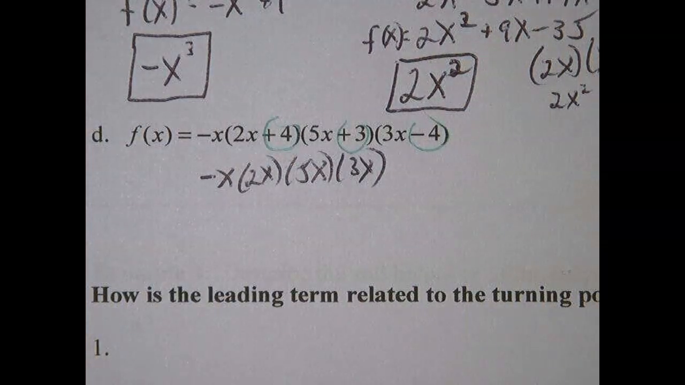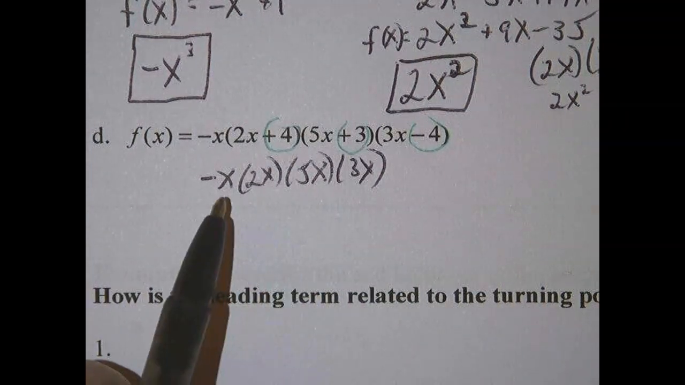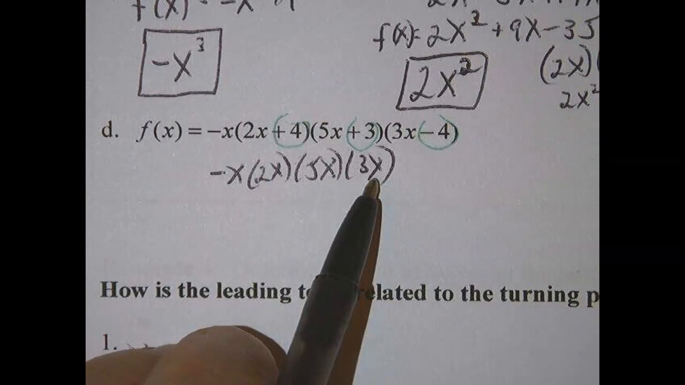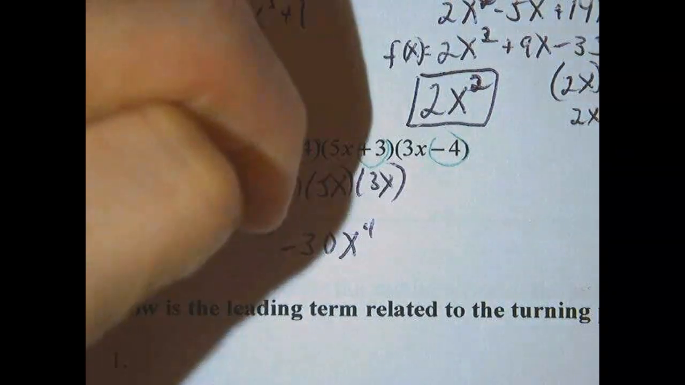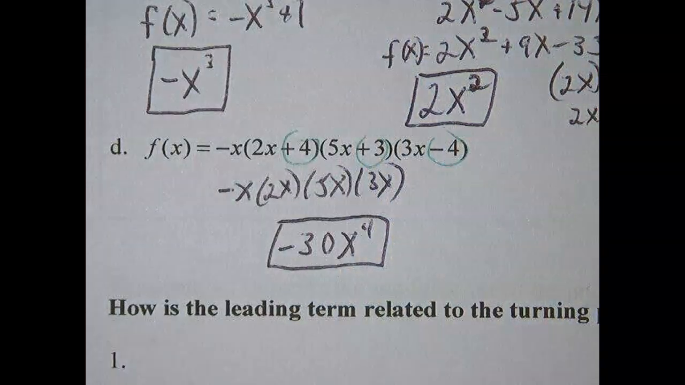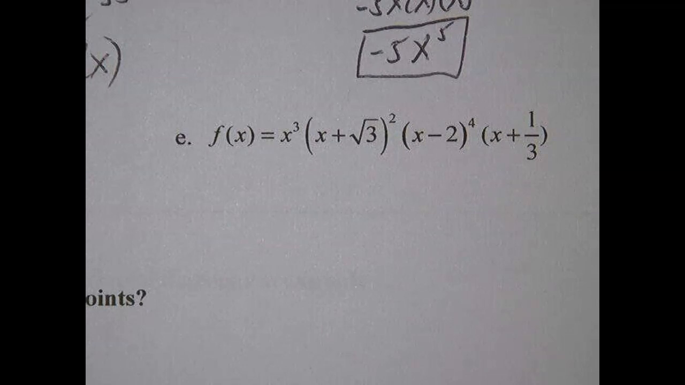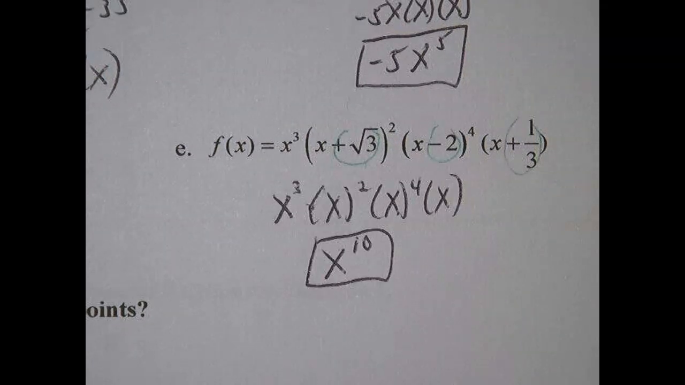And when you multiply all of the numbers, you get negative 30, and x to the first, another first, another first, and another first. So that's just x to the fourth. So this is negative 30x to the fourth. Collapsing the terms. Okay, try this one. I'll pause the video, see if you can collapse the terms and get the right answer. Okay, there it is, x to the 10th.